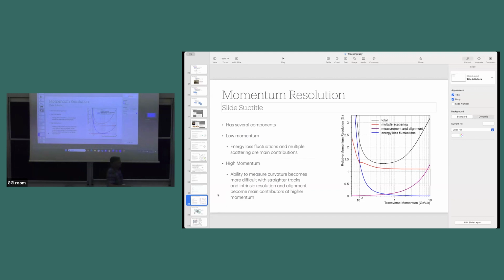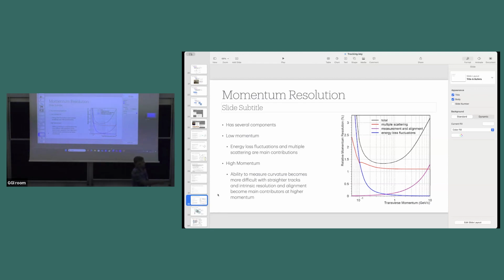So typically at the very low momentum, energy loss fluctuations and multiple scattering are going to dominate that resolution, because a relatively low energy particle, as you remember in the Bethe-Bloch distribution, if you're really low on that, your energy loss can be quite large. And it can scatter quite a lot, as opposed to being a very high energy particle where it just kind of barrels through whatever material there is there. At high momentum, those things very rapidly drop off.